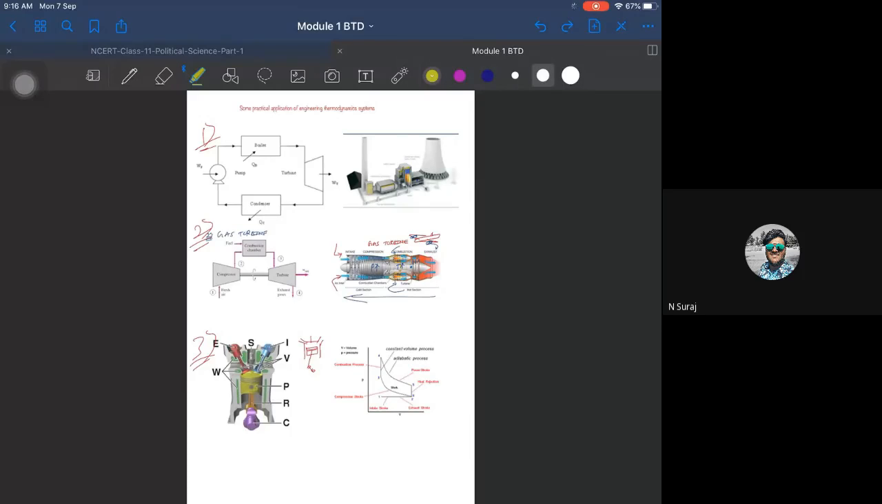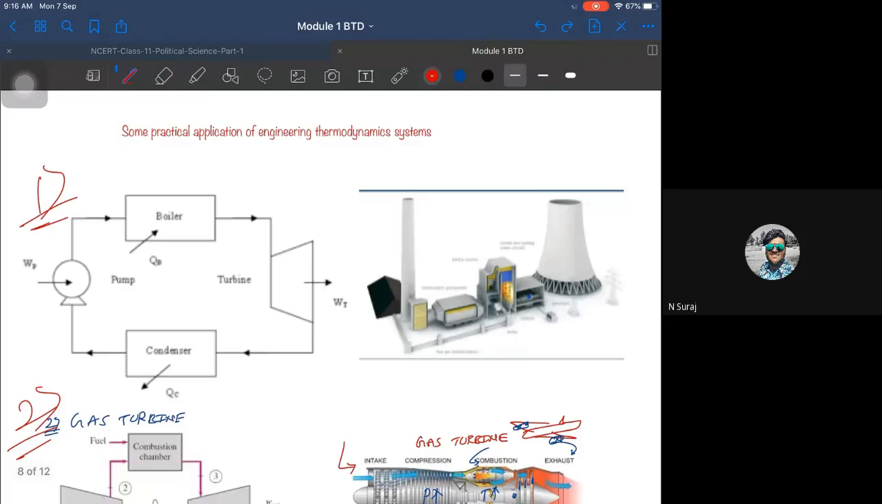Refrigerator. Exactly, that's great, Suraj. So one of the major applications of thermodynamic systems is refrigeration. You can take the fourth point as refrigeration. Any other points, guys? Air conditioner. So refrigeration slash AC, I can write air conditioning systems. Any other points where thermodynamics is being applied?